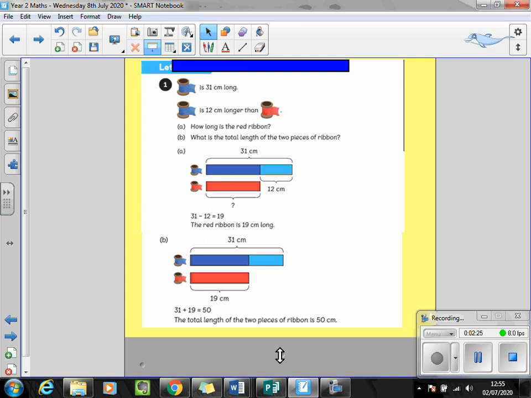Now, whether you used column addition to add those together, whether you used your knowledge of number bonds to add those together, if you got the answer 50, you're right. Let's move on to our guided practice.